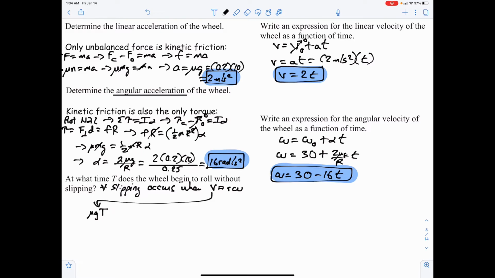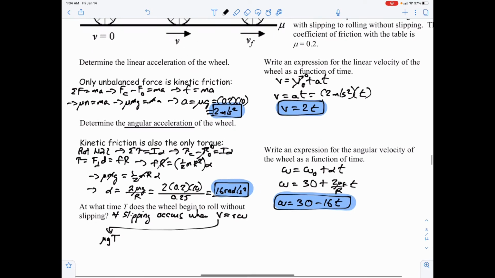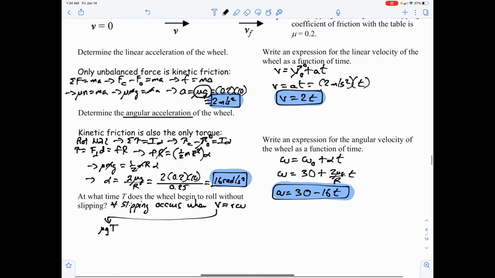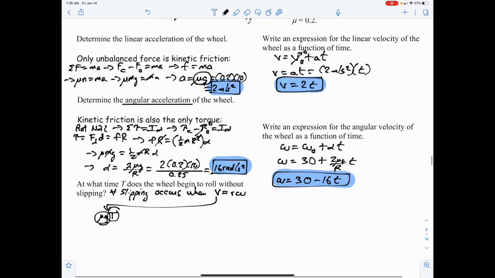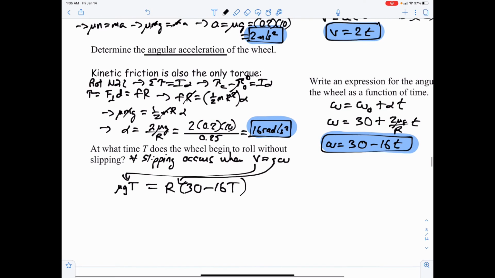Because I'm going to go back, remember what the acceleration was. The acceleration was mu g. So I'm plugging in mu g times t, a times t, equals r omega. And omega was the 30 minus 16t. Okay, let's go ahead and distribute that through. We have mu gt equals 30r minus 16rt.